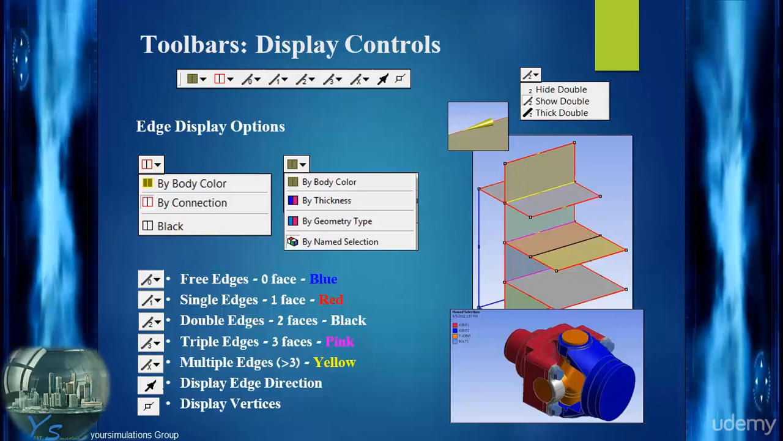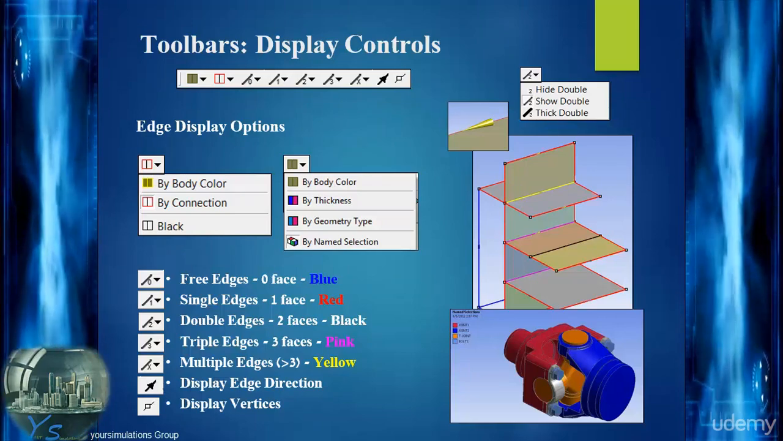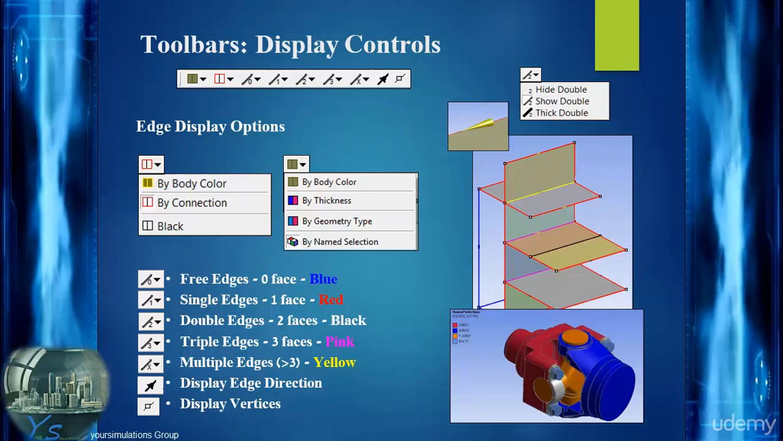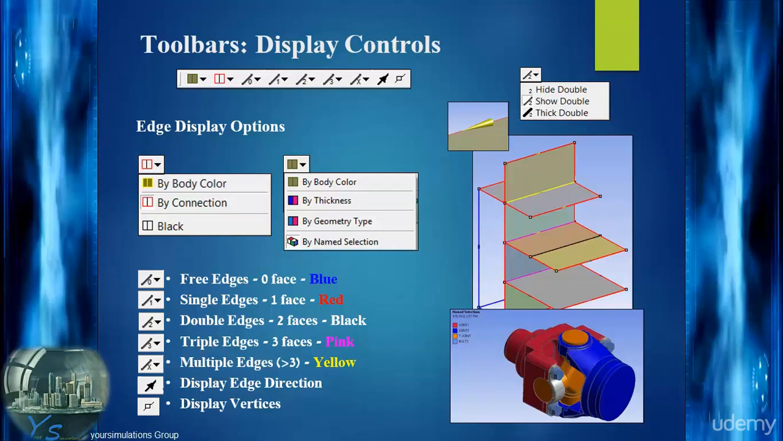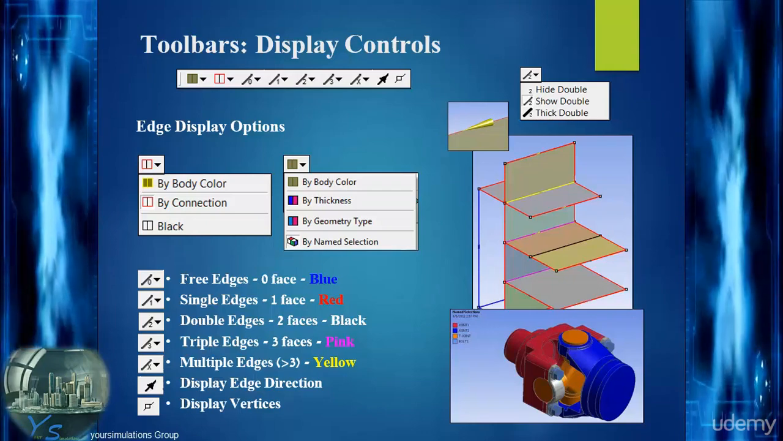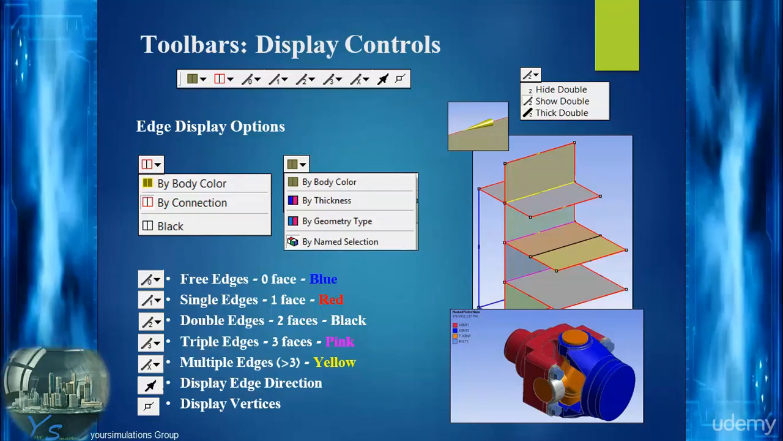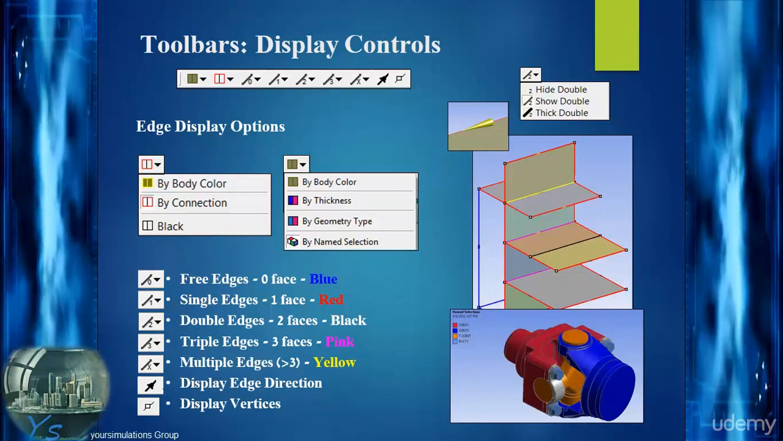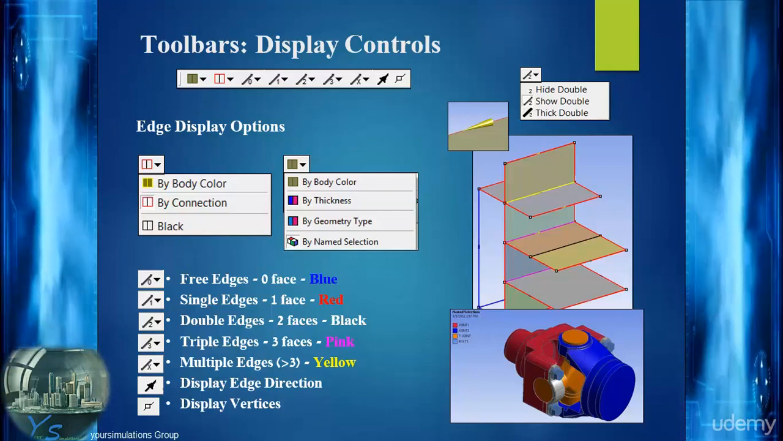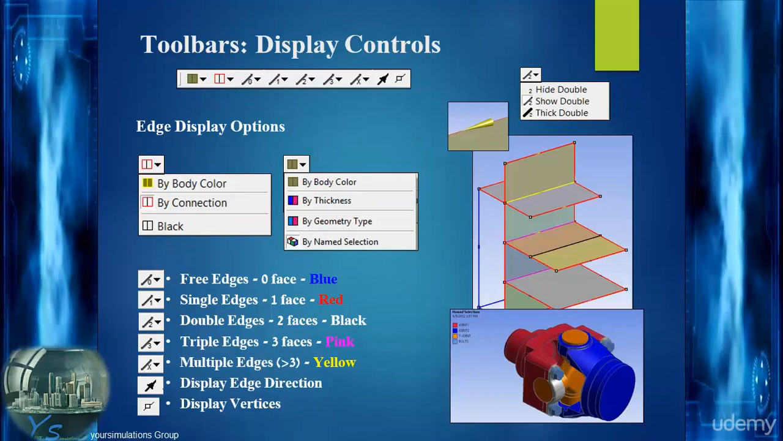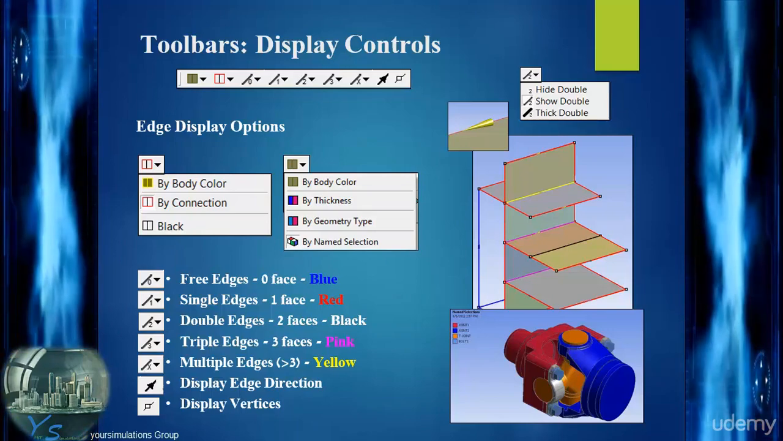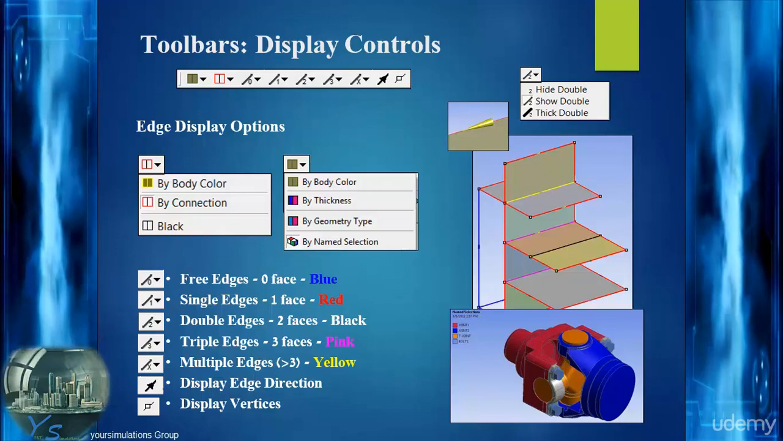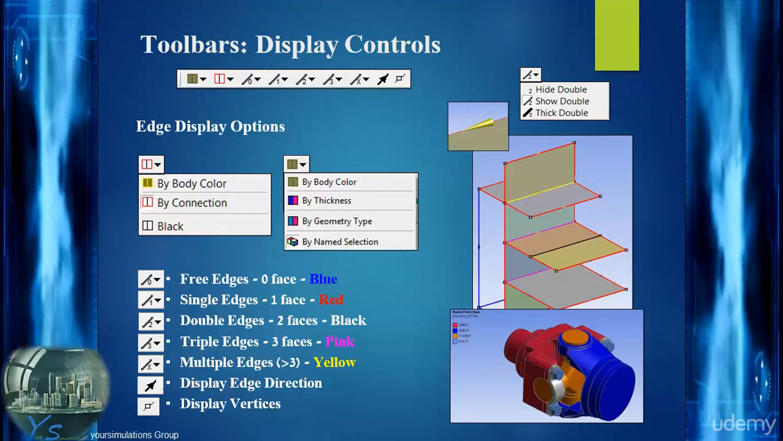So as far as the edge colouring, we can display colours by body colour or by connectivity, and we can see on the bottom left hand side the type of connectivity for that particular edge. So blue edges represent free edges, red are single edges, black are double edges, pink triple, yellow multiple, etc. On the right hand side we can see a group, an assembly of surfaces, and we can see just by looking at the colouring of the edges how the edges are connected to each other.